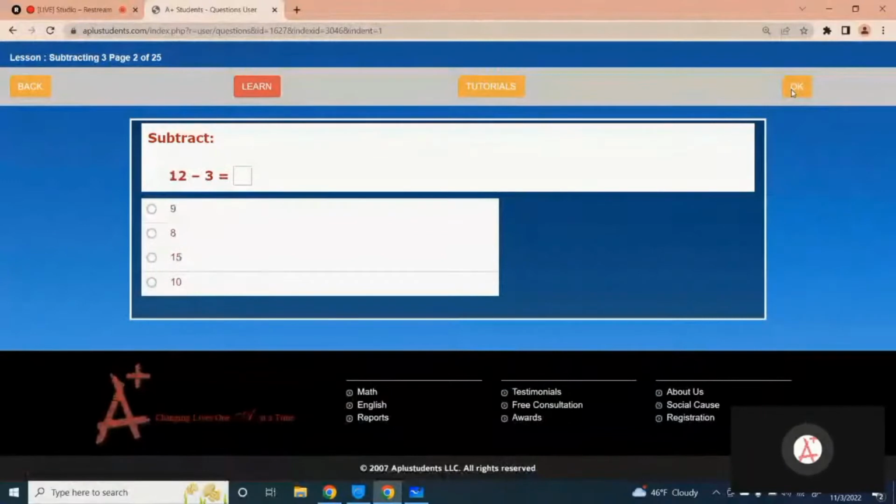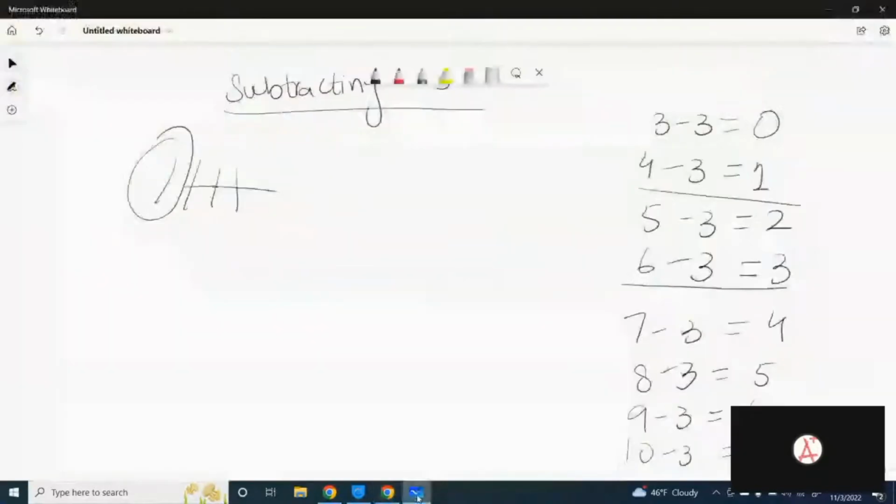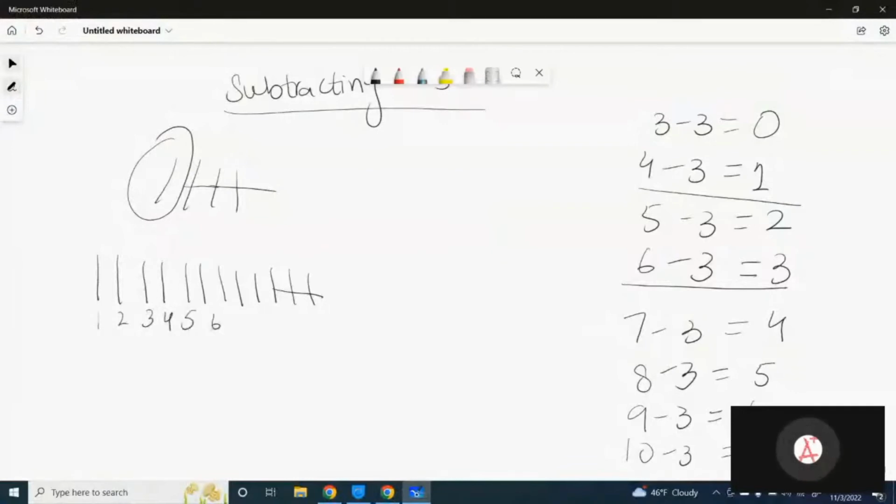Okay, then you have 12 subtract 3. So 12 subtract 3 is, make 12 lines and take away 3 of them. Now you can count the leftover lines. 1, 2, 3, 4, 5, 6, 7, 8, and 9. That means 12 take away 3 is 9. Got it? So 12 take away 3 is 9.